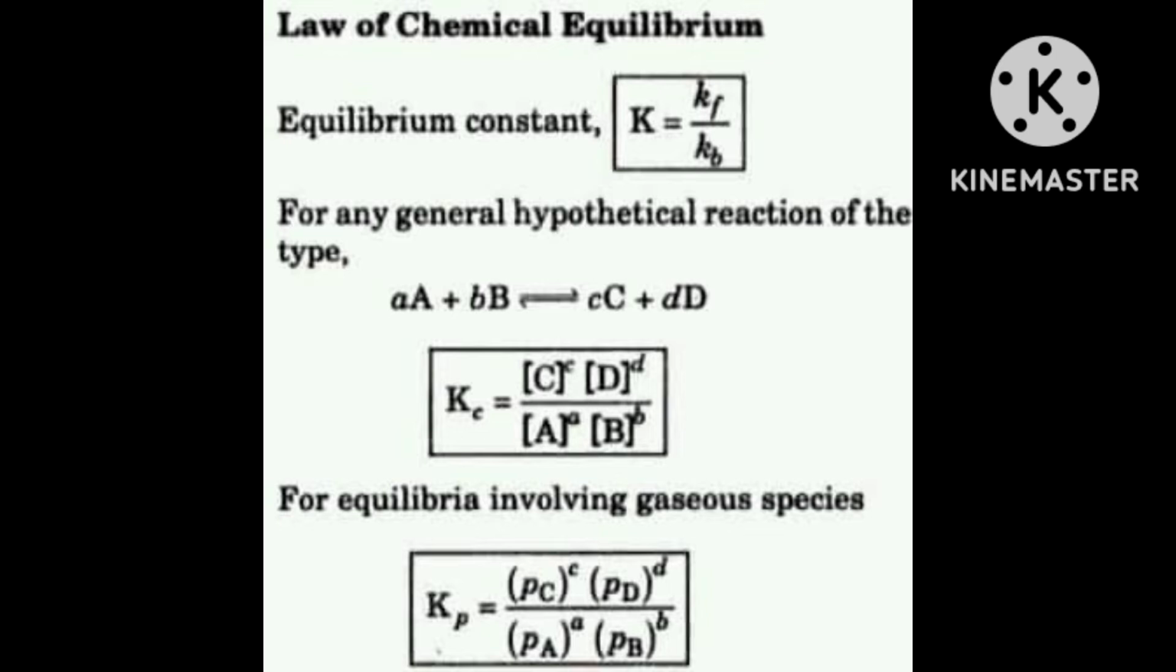And C, you write in a big bracket, the molar concentration of C. The same way, the molar concentration of D. Big bracket represents the molar concentration. Now, what we can say about chemical equilibrium here, for this equilibrium reaction that I told you, A plus B in equilibrium with C plus D.